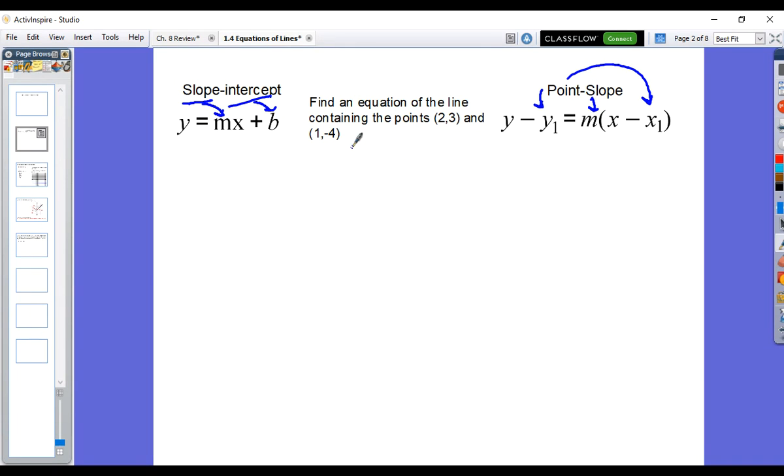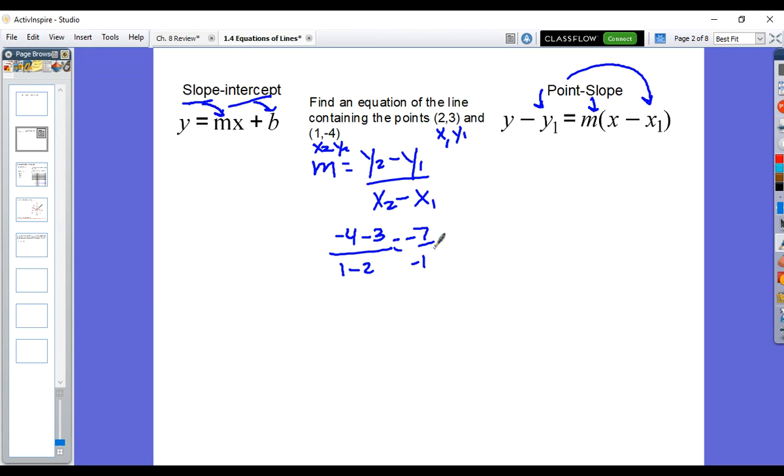First things first, we need to find our slope. We have to have our slope on either one of these. Our slope formula is y2 minus y1 over x2 minus x1. Here's the first set, so this will be our x1, y1, and this will be our x2, y2. Let's plug those in. We get -4 minus 3 all over 1 minus 2, which is -7 over -1, giving us a slope of +7.